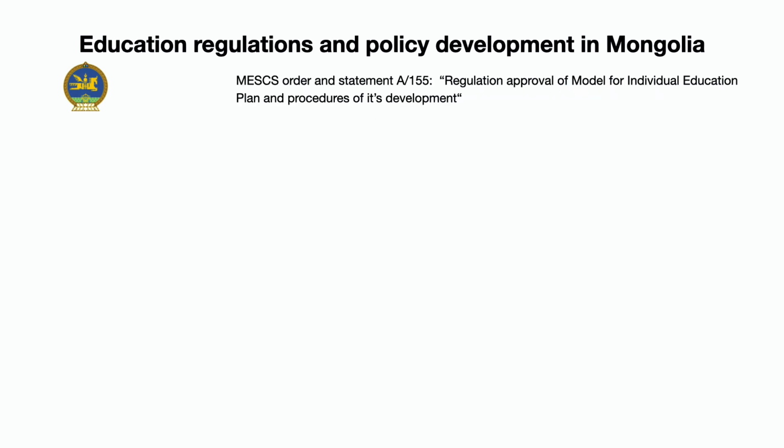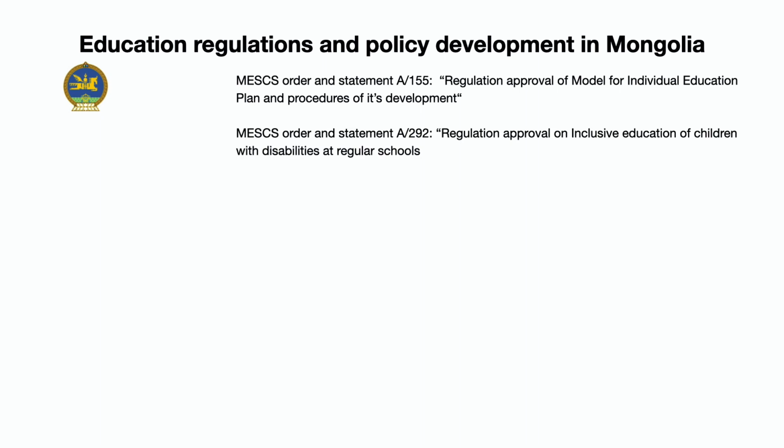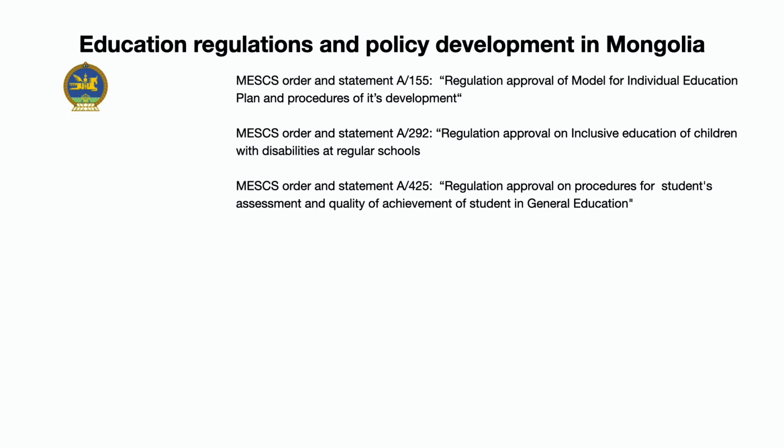The Ministry of Education, Culture and Science of Mongolia, Order and Statement A-155, regulates the module for the individual education plan and the procedures for its development. Order and Statement A-292 regulates inclusive education of children with disabilities at regular schools. Order and Statement A-425 regulates procedures for the assessment of students and the quality of achievements of students in general education.